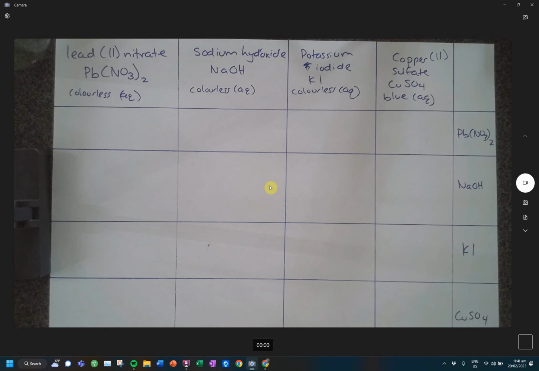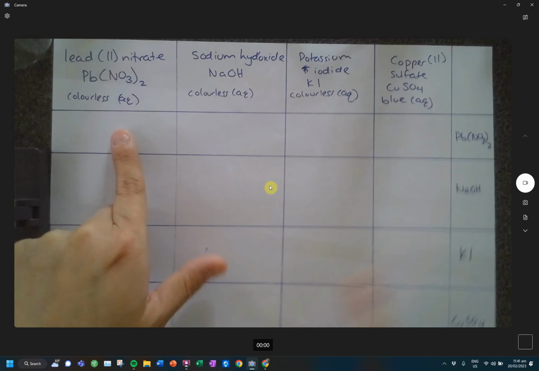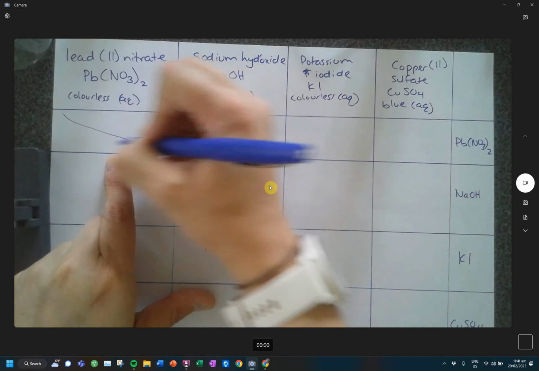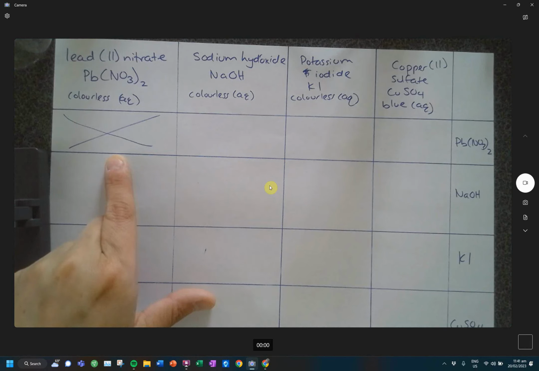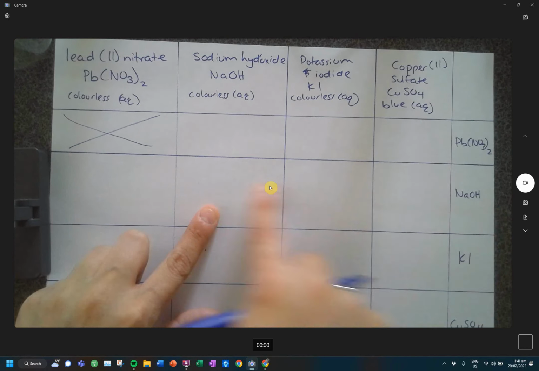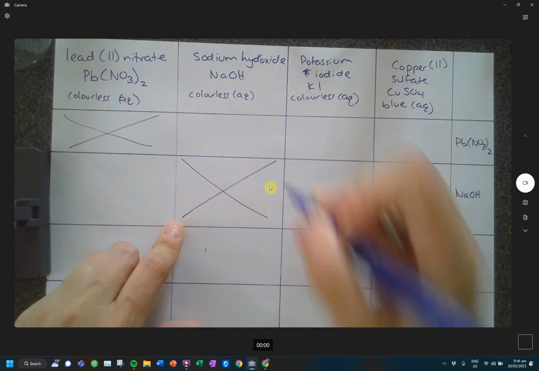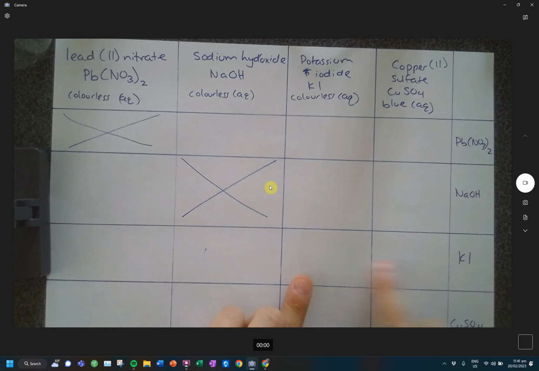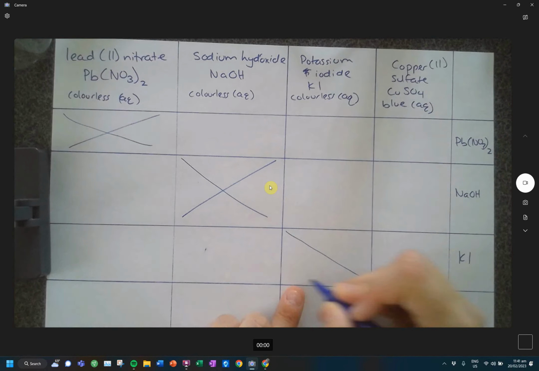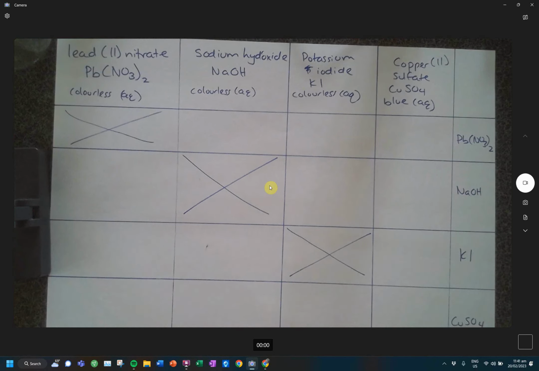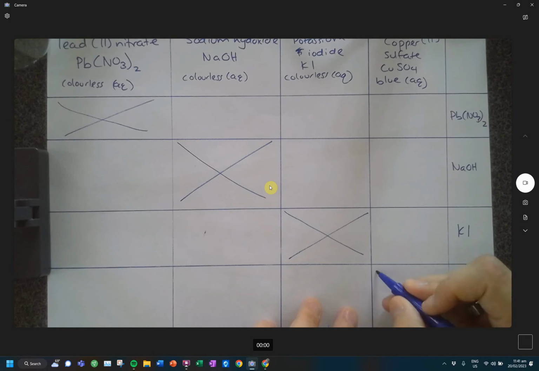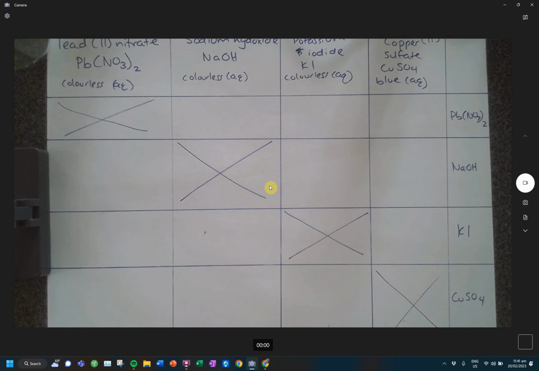Now obviously with the things that are both the same, we're not going to mix them together because there's going to be no reaction because there's the same compound. So this lead here and this lead nitrate, that's the exact same thing, so we're not going to do that experiment. This is sodium hydroxide. This one's also sodium hydroxide, so we won't do anything there. This one's potassium iodide. That one's potassium iodide. We won't do anything there. And then this one's copper sulfate. That one's copper sulfate, so we won't do anything there. But everything else we will mix together and we will make observations on whether or not a precipitate forms.